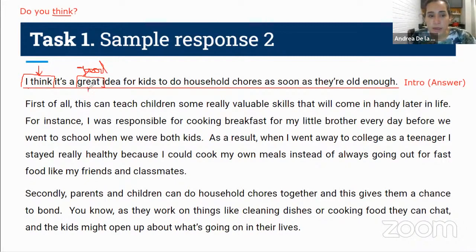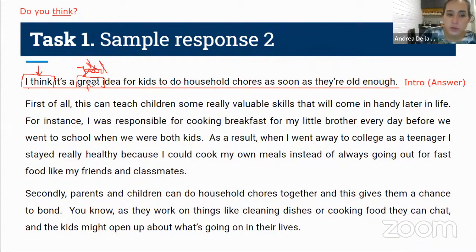I like the word great more than the word good because it's stronger, right? If I said, I think it's a fantastic idea for kids to do household chores, do you see how I'm emphasizing the word fantastic, right? I'm raising my voice on the word fantastic. And that's even stronger than if I just say, yes, I think it's a good idea, right? I think it's a fantastic idea for kids to do household chores. I think it's a great idea. I think it's an awesome idea.